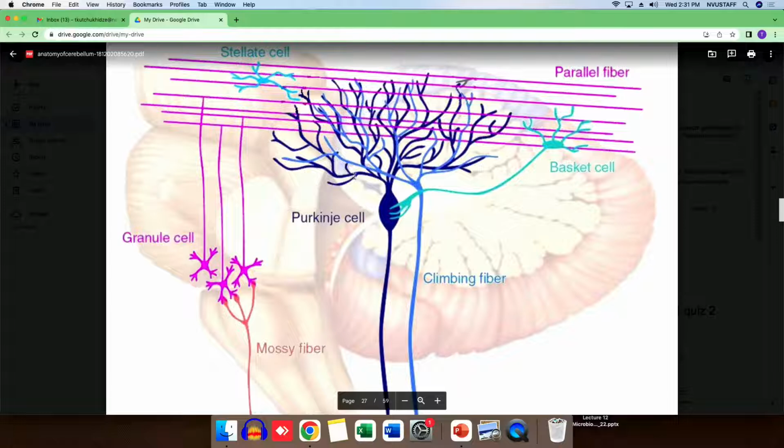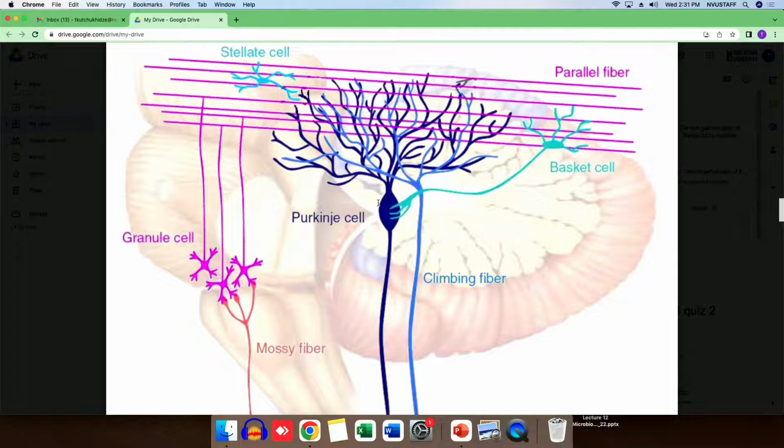We have Purkinje fibers, which are connected with the parallel fibers, again with the stellate cells. The difference, as you see here, is that the basket cells are connecting the Purkinje cell nucleus, and stellate cells are connecting our parallel fibers with the dendrites, right?